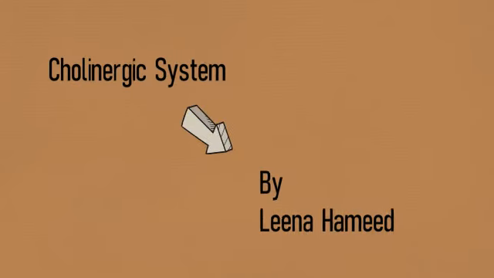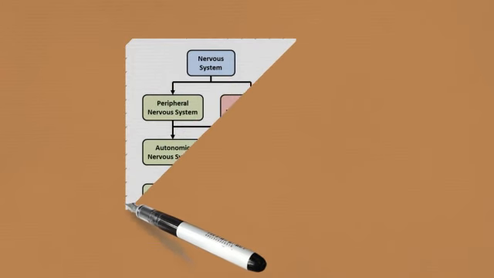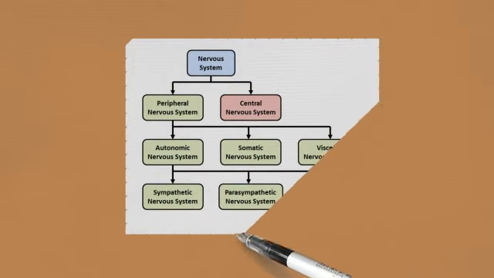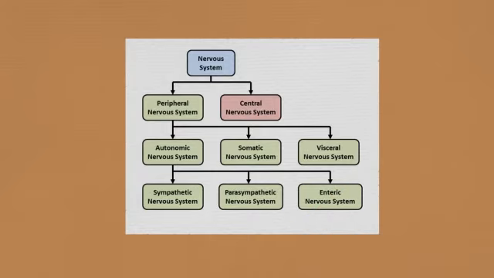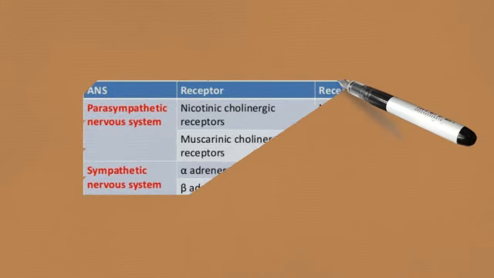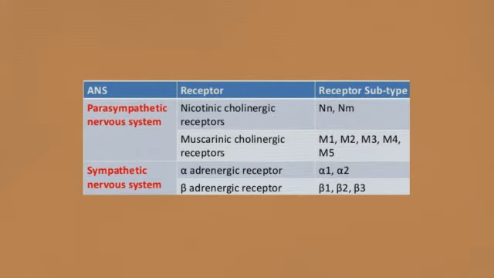In this video, we are going to discuss the cholinergic system and cholinergic agonists. The autonomic nervous system is divided into two main groups according to the type of neurons involved in their mechanism of action. One is the parasympathetic system, which is also known as the cholinergic system. On the other hand, we have the sympathetic nervous system, which is also known as the adrenergic nervous system.